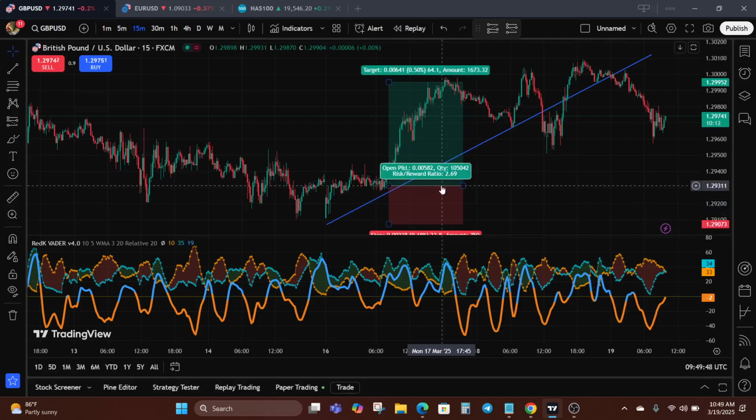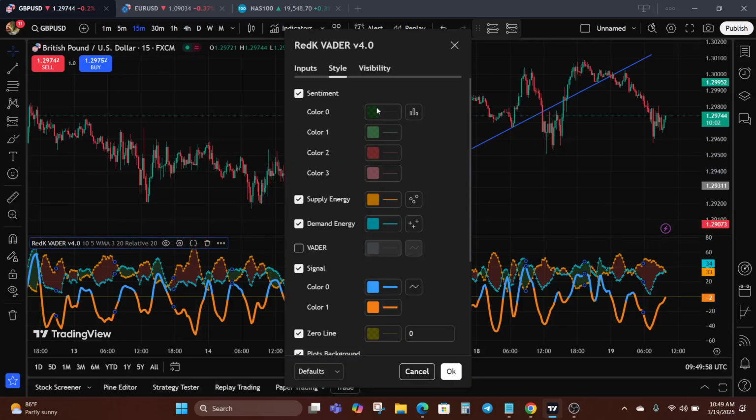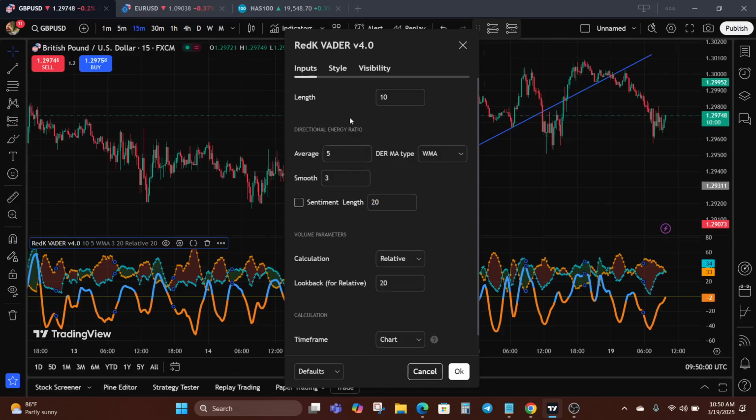Now, concerning the settings, you can actually use the default settings for the indicator. You can see there is the length, which is 10, the directional energy ratio 5 for the average, then the DER MA type is WMA. You can actually decide to select EMA or SMA, depending on your trading style.